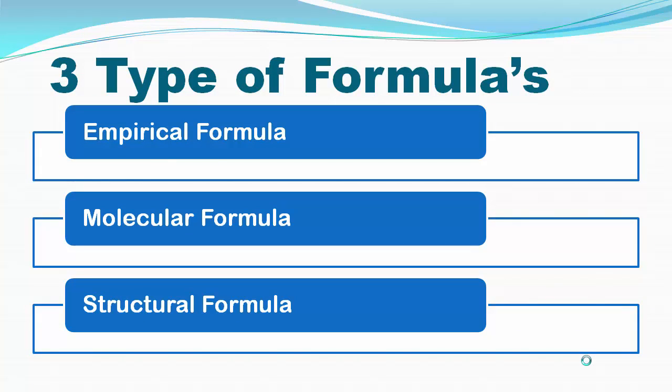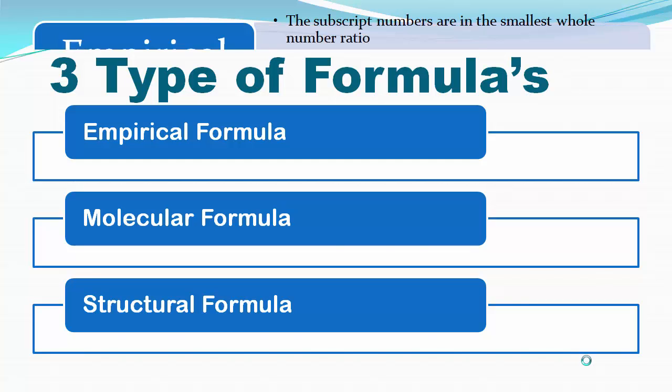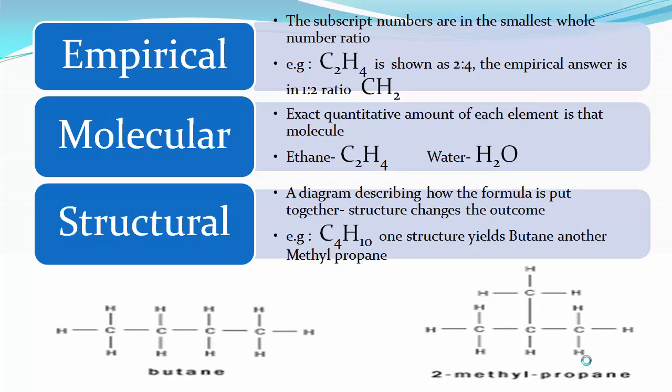So there are three types of formulas, like we learned. There's the empirical formula, a molecular formula, and a structural formula. Now, each one gives you a different amount of information. Empirical being the least amount of information given, and structural being the most.